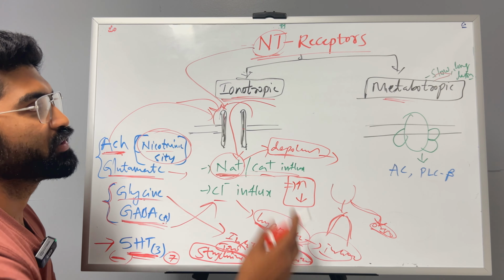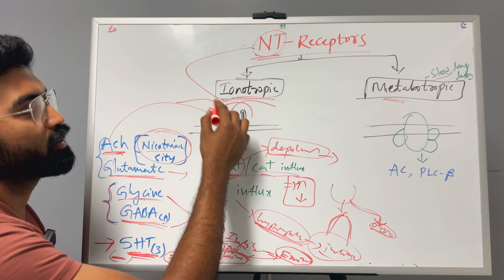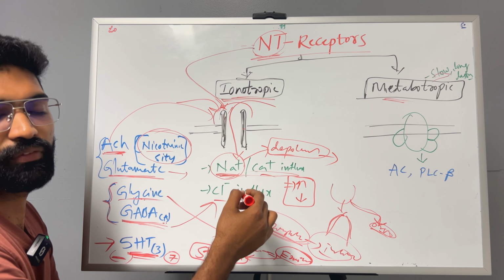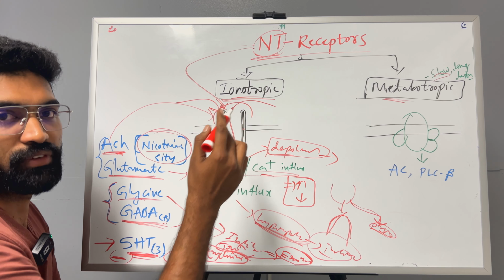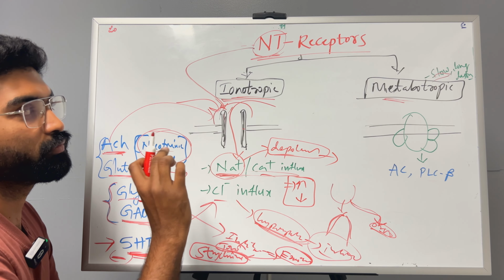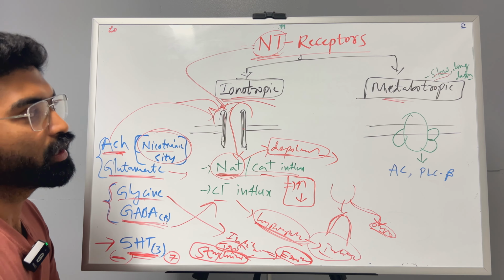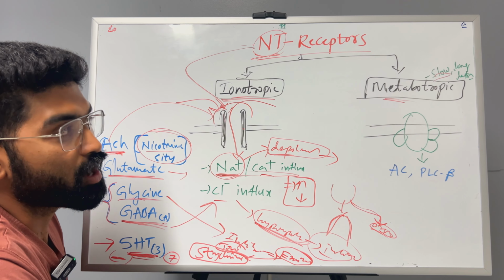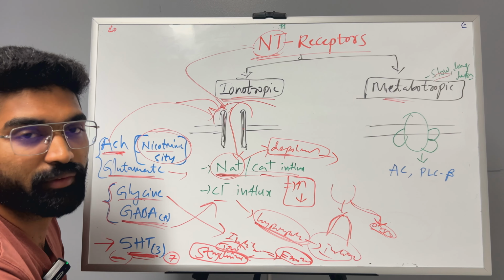The main difference between ionotropic and metabotropic is that in ionotropic the action of the neurotransmitter is very quick. The onset of action is very quick, but the duration of the action is very short. So it will show its effect for a short duration, whereas in metabotropic, the onset of action is very slow, but the effect will be long lasting.